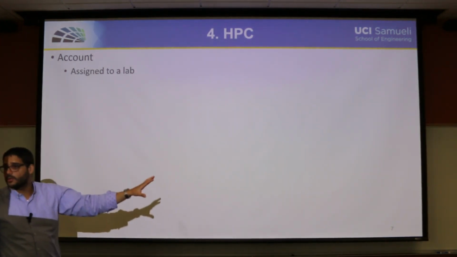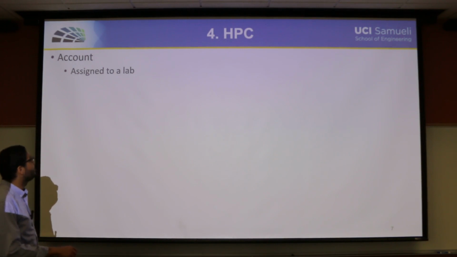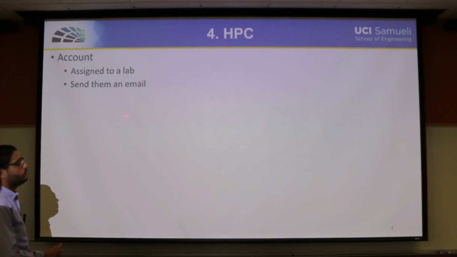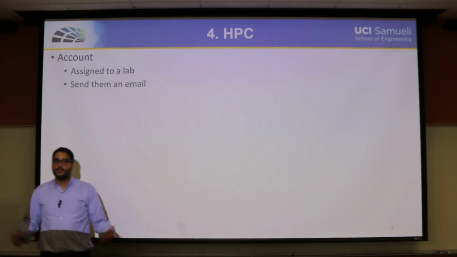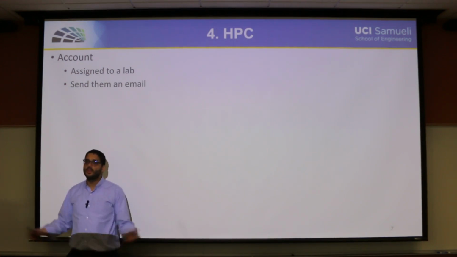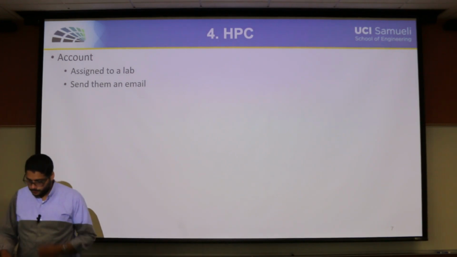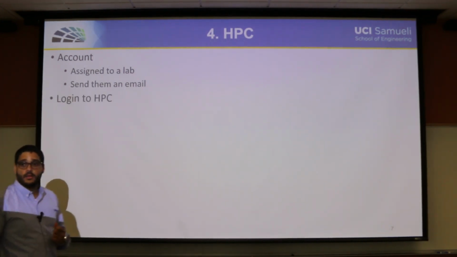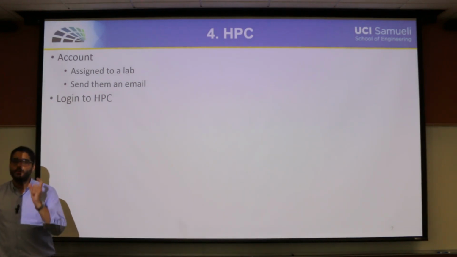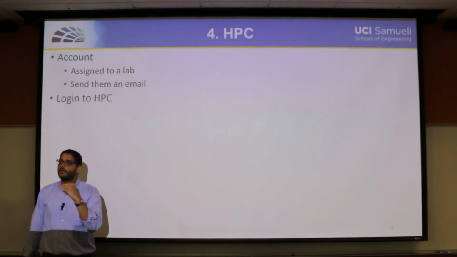We can go and double check this information on their website. To create an account, just send them an email, just go to HPC3 UCI or whatever. Say this is my UCI net ID, I would like to create an account. They will create an account for you, and your UCI net ID will be the main keyword in dealing with the HPC.